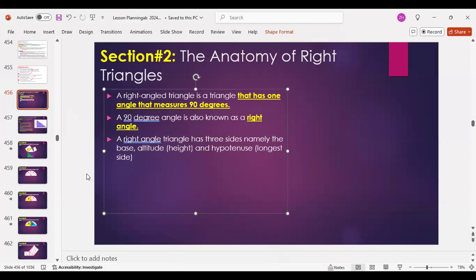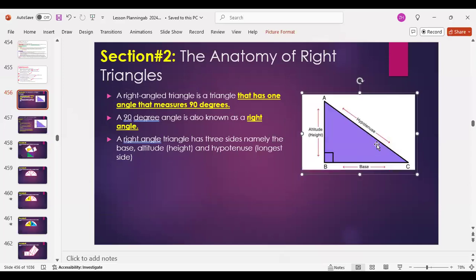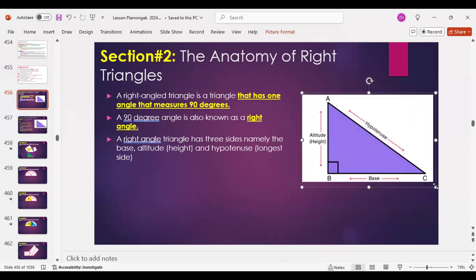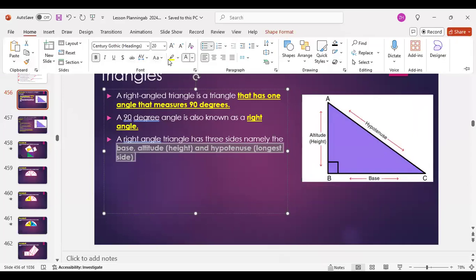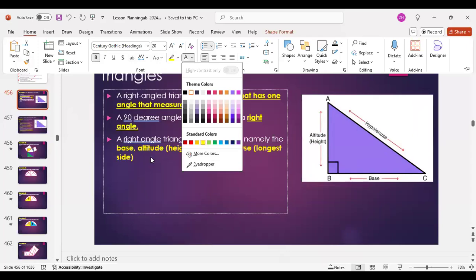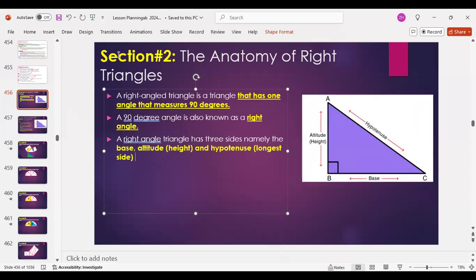Now, if we were to draw it, that's how it would look. So the right angle triangle would look just like this. So it has the base, it has the height, and it has the hypotenuse. So the longest side of the right angle triangle is called the what? Hypotenuse, very good.